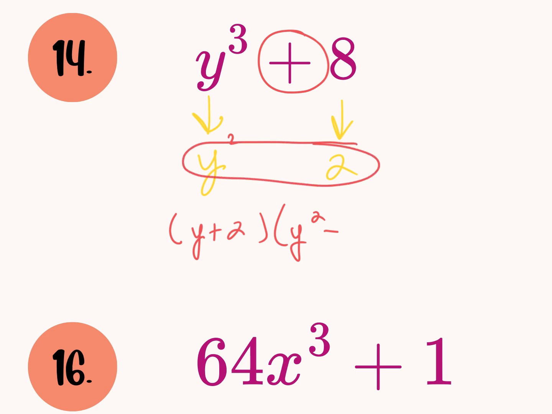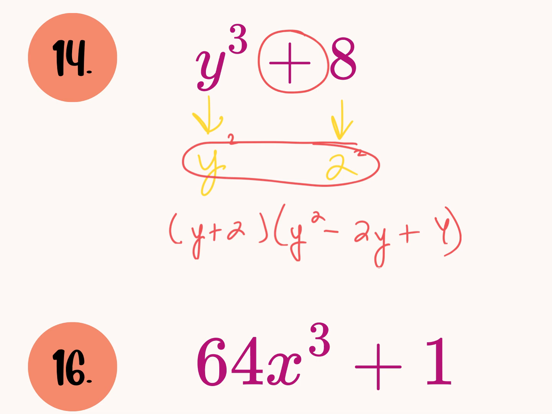What's 2 times y? How do I write it? 2y. And then plus, because we're always positive at the end, I have to square this one. What is 2 squared? 4. Yep. Why is it y, 2?